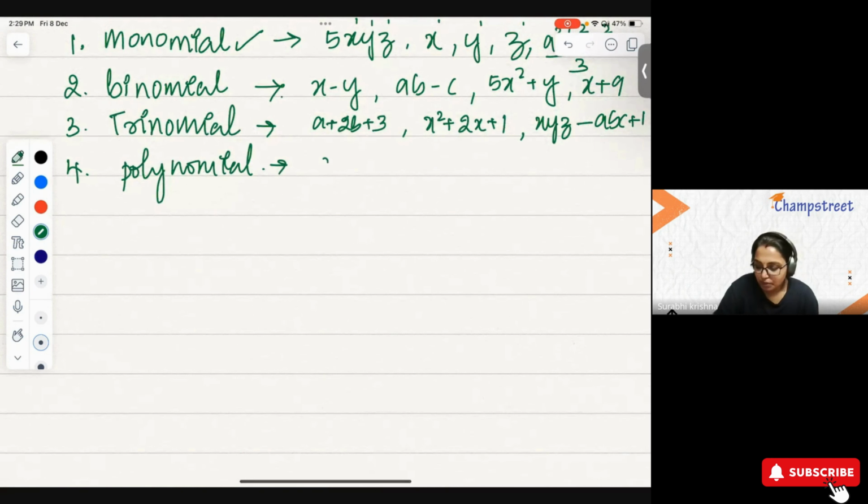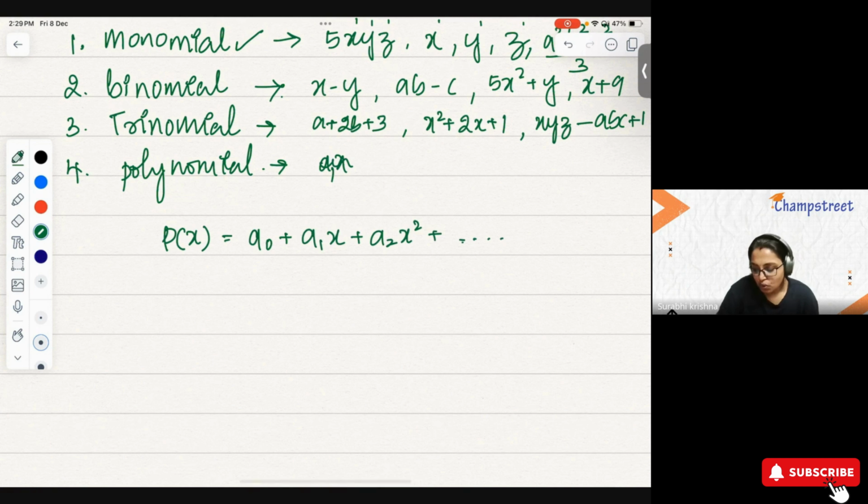Polynomial in general can be of the form P of x is equal to a0 plus a1x plus a2x square plus so on plus an x power n. As we are seeing, we have taken a polynomial in one variable. We can take a polynomial in any number of variables. Just for the sake of understanding, we will take this generic form.